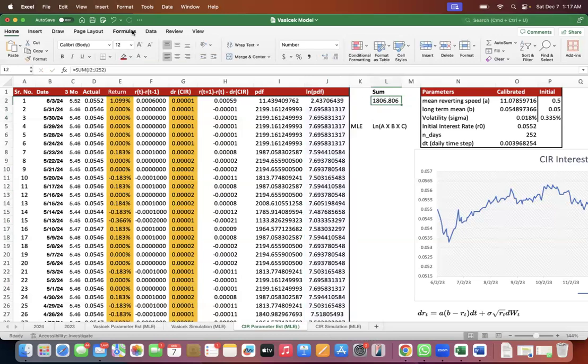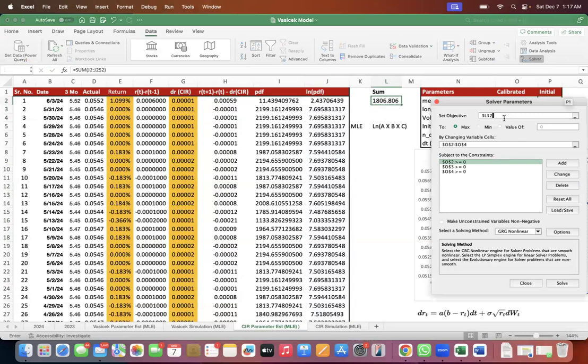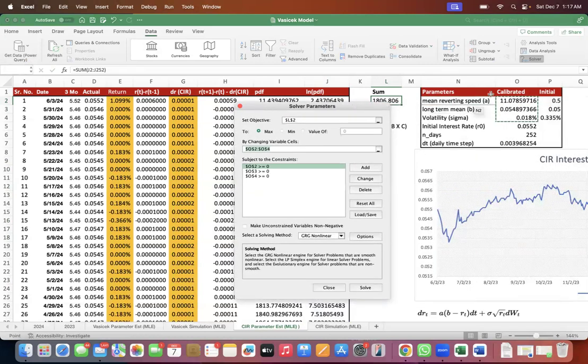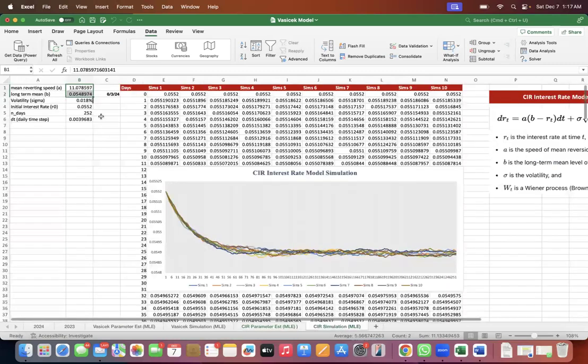Now you have to go into the data, go to the solver, and maximize this value by changing the A, B, and sigma parameters, and add the constraint that A, B, and sigma cannot be negative, and just solve it. When you solve, you'll get the calibrated parameters, and using these calibrated parameters, you'll put them into the equation to simulate the stochastic interest rate.